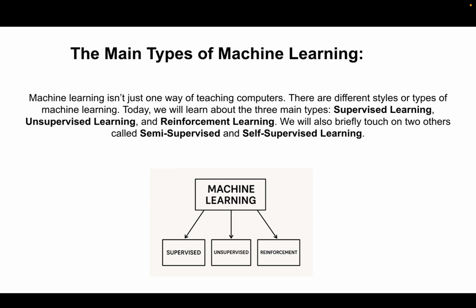So, today we're going to do the main types of machine learning. When we say machine learning, it isn't just one way of teaching computers. There are different styles, different types of machine learning. And today, we will learn about the 3 main types: supervised learning, unsupervised learning, and reinforcement learning. We will also briefly touch on 2 other topics called semi-supervised and self-supervised learning.